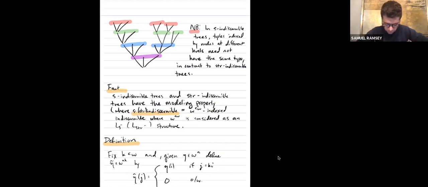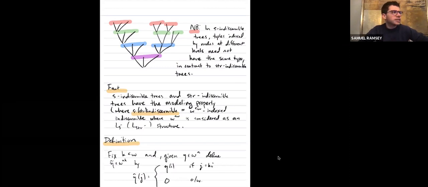An important fact that we will use is that S indiscernible trees and STR indiscernible trees have the modeling property, so we can find indiscernibles locally based on them. We mentioned that in the STR case, this follows from a theorem in combinatorics called the Halpern-Läuchli theorem, which says that finite trees, like the age of omega to less than omega considered as an STR structure, is a Ramsey class. So that follows.